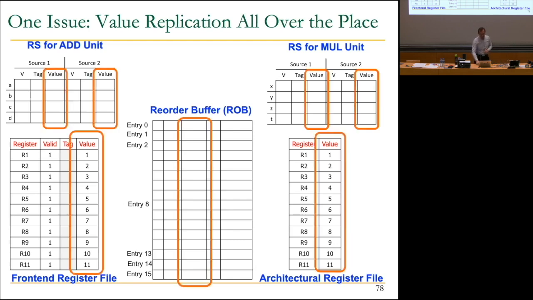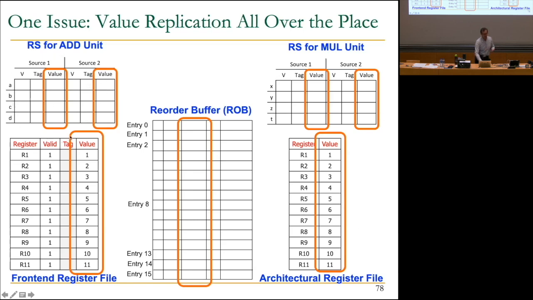there's value replication all over the place. So you have values in the front-end register file. You have values in the architectural register file. Values get replicated into the reservation stations, as you can see. Whenever you rename an instruction, you copy the tag and value into the reservation station or some other reservation station. And then values also get replicated in the reorder buffer, because you need to take the value that you're producing and put it into the reorder buffer so that you can later put it into the architectural file.